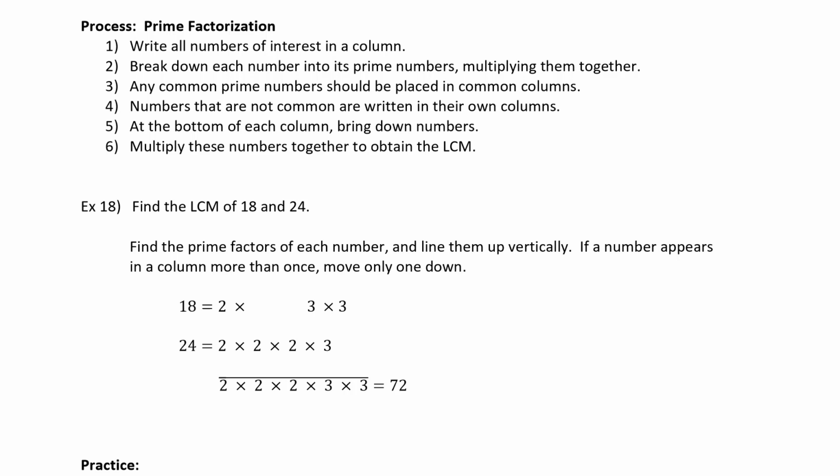So step number 1, write all the numbers of interest in a column. Step number 2, break each number down into its prime numbers, multiplying them together to get that answer. Step number 3, common prime numbers are placed in common columns. Step number 4, numbers that are not common get their own columns. Step number 5, at the bottom of each column, bring down the numbers. Step number 6, multiply these numbers together, and voila, lowest common multiple, guaranteed, if you've done it correct.